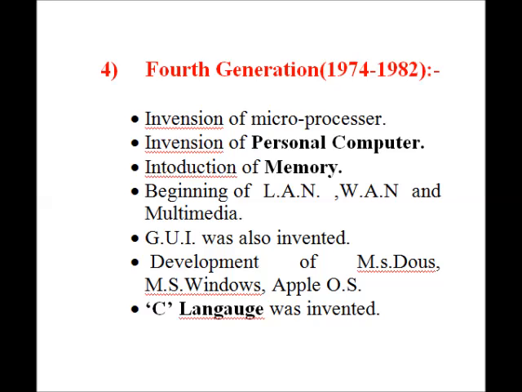Magnetic disks were replaced by memories, and in this generation the beginning of LAN, WAN and multimedia started. With the beginning of LAN and WAN came high speed and reliability. GUI, that is graphical user interface, was also invented in this generation. Graphics gives an amazing look to your computer or your programs, games, software, whatever you make or your computer does. Development of MS-DOS, MS Windows, and Apple operating system.